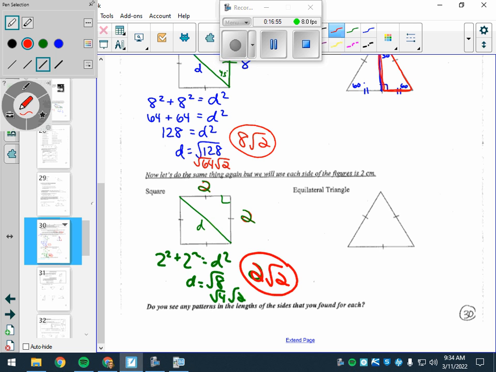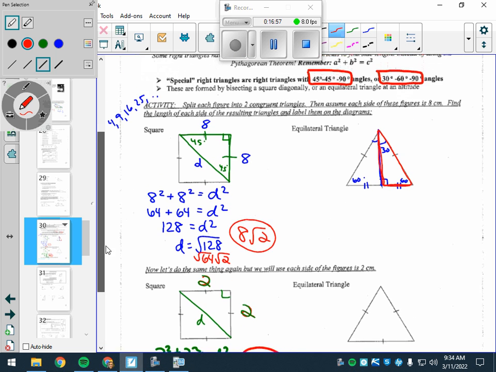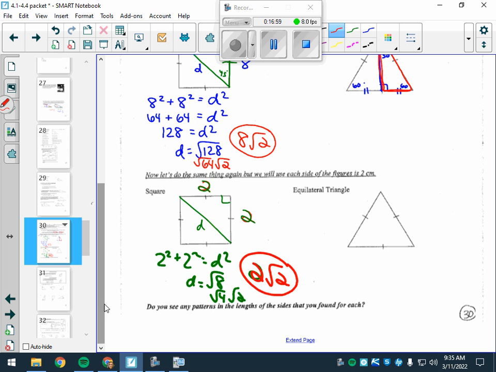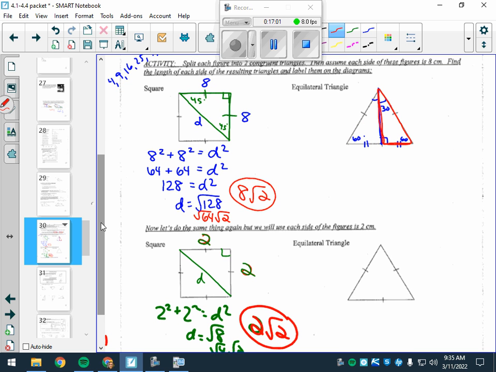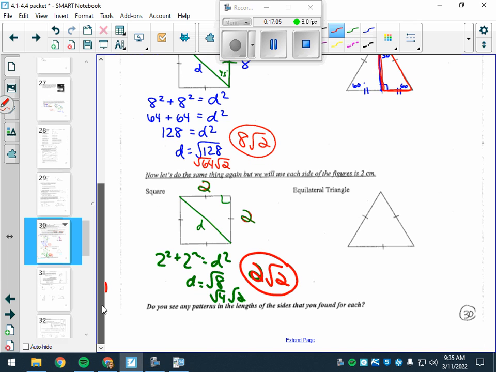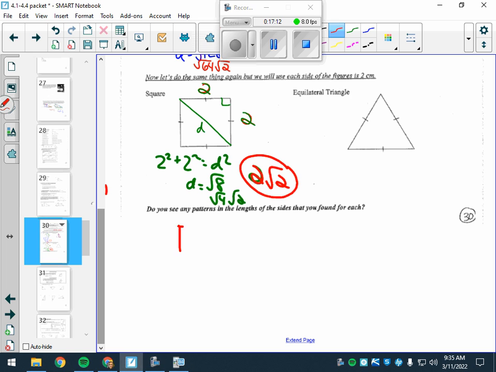All right, so let's look for a pattern here. We could keep doing this with all different side lengths, but in this one we have 8, 8, and 8 root 2. In this one we have 2, 2, and 2 root 2. What if I did a square and each side was 5? What would the diagonal be? What do you think? What do you think, Chris? 5 root 2.